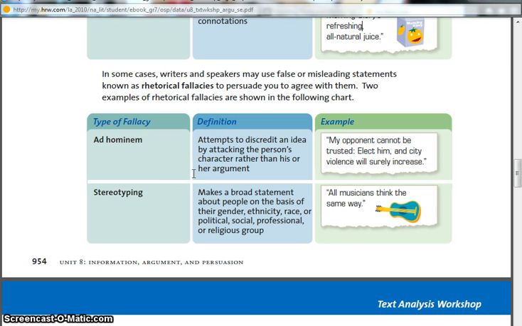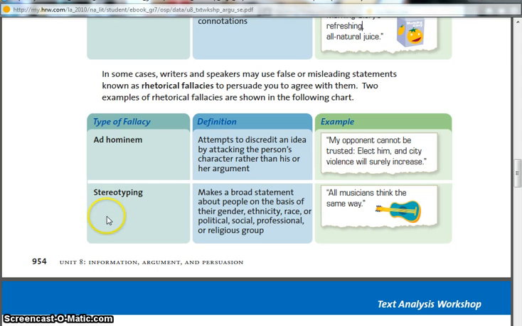And you see a lot of this in political ads, especially around the time of elections. You see different candidates attacking other candidates in an attempt to discredit them or show why they shouldn't have the job. And here's an example. My opponent cannot be trusted. Elect him, and city violence will surely increase.